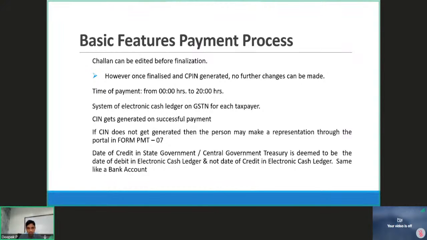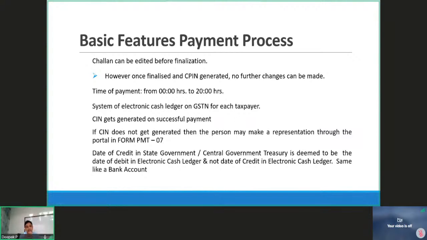Time of payment is early morning from 12 a.m. to 8 p.m. Only during this time you can make payments. Any payment you make after 8 p.m. will come back to you, and it will ask whether you are authorizing this to make payment on the next day. If you say yes, then it gets paid on the next day, but the cutoff time is 8 p.m.